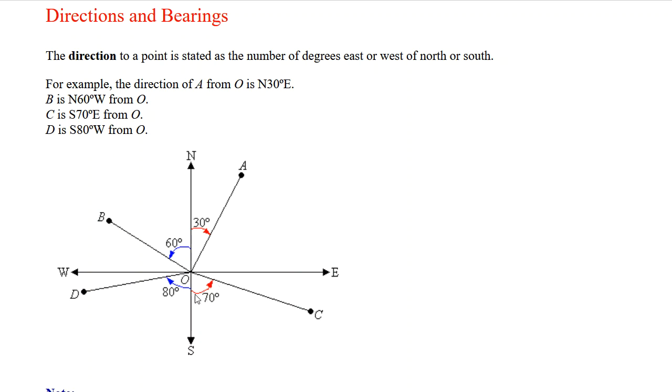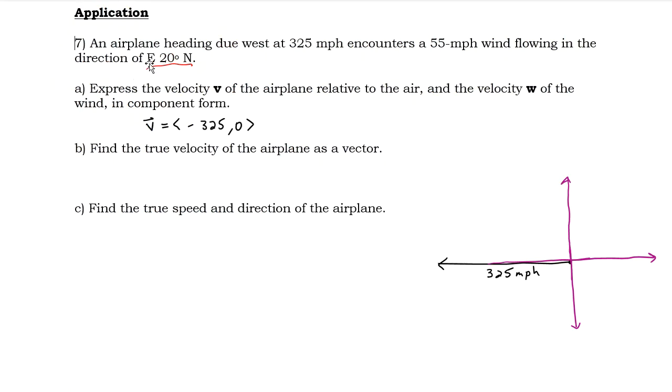C, if we look at it this way, we're headed south 70 degrees east. We could also say east 20 degrees south. East 20 degrees south would be the same bearing as south 70 degrees east. In this example here, this one is south 80 degrees west, which would be the same as west 10 degrees south. All right, so let's go look at ours. Ours is east. We're going to head east, but then we're going to go 20 degrees north of that.